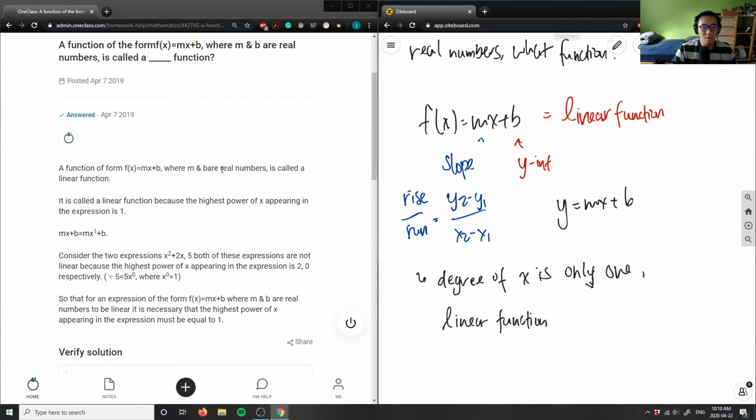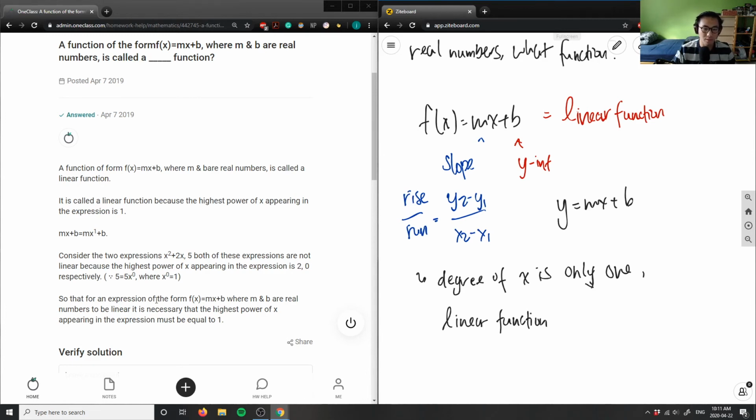So m and b are real numbers, and it's called a linear function. That's good. It is called a linear function because the highest power of x appearing in the expression is 1. Consider the 2 expressions here: x squared plus 5x, and a constant. Both of these expressions are not linear because the highest power of x is 2 and 0 respectively.